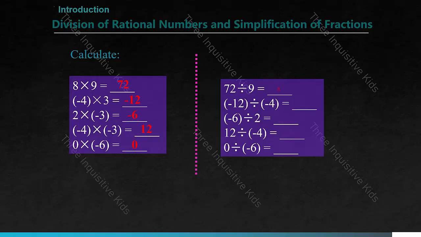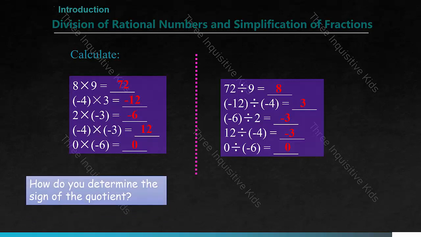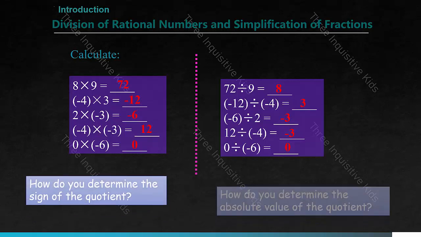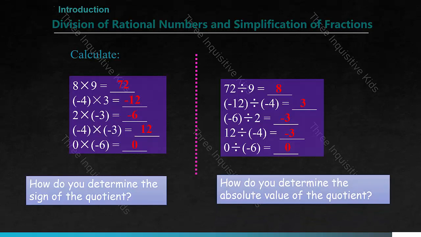72 divided by 9 equals 8. -12 divided by -4, based off of what we learned on the left side, we know it's 3. -6 divided by 2 equals -3. 12 divided by -4 equals -3. 0 divided by -6 is 0. So how do you determine the sign of the quotient, and how do you determine the absolute value of the quotient? I want you to be thinking about these two questions throughout the lesson.